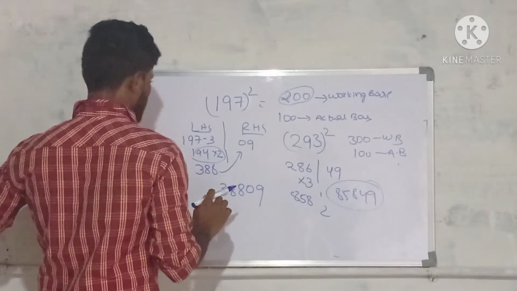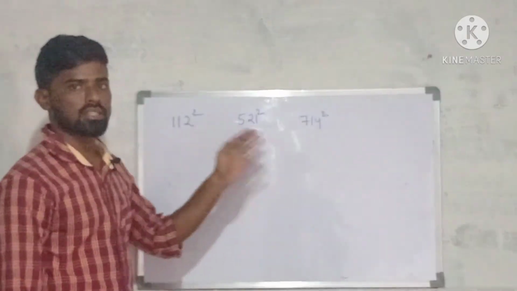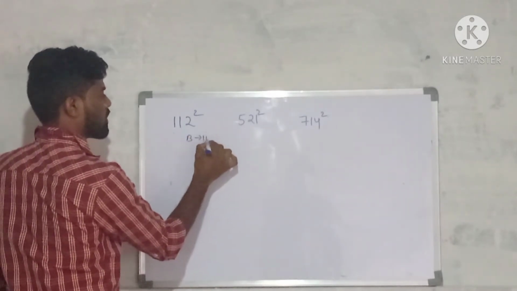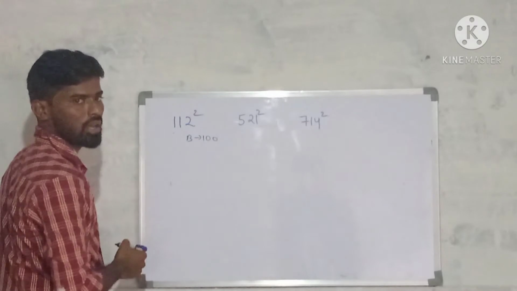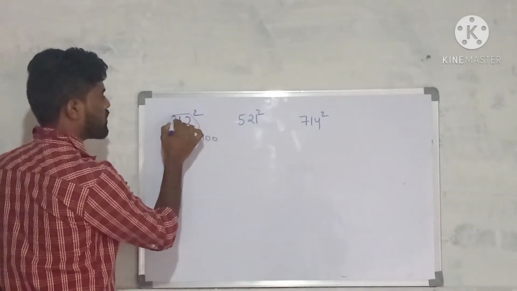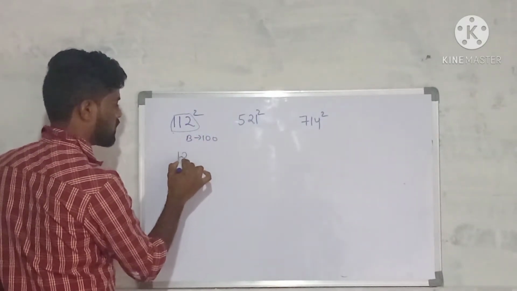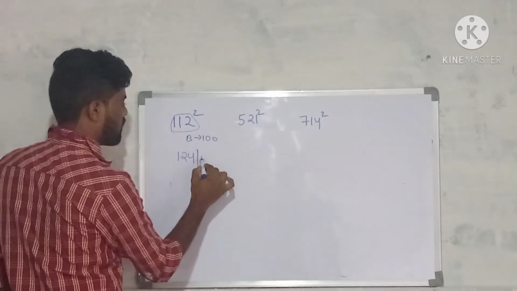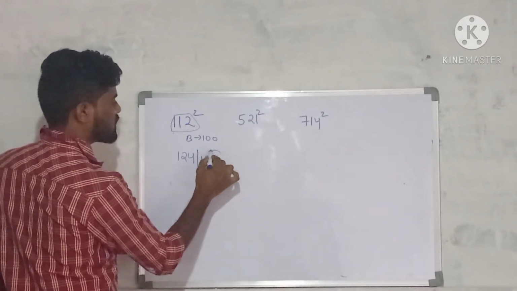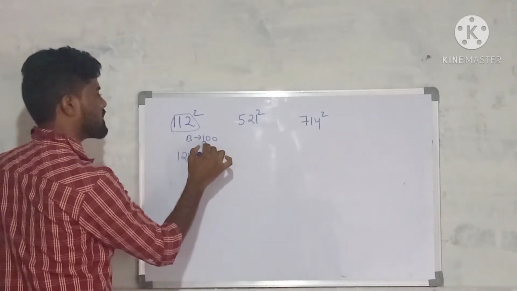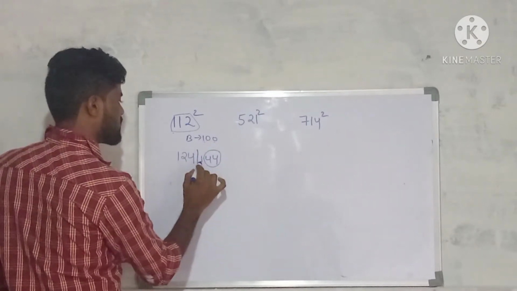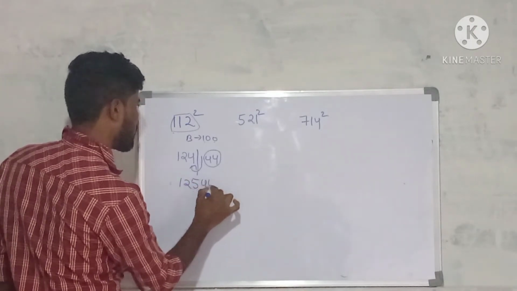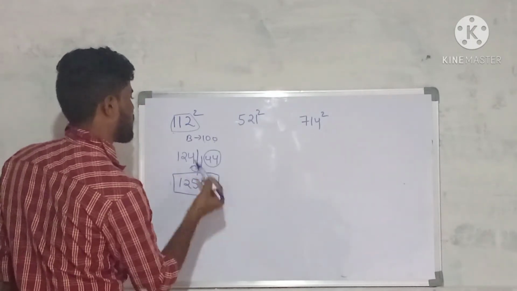Let's see some examples. 112 square, base taken as 100. It is 12 more than 100. That means we have to add 12 to this number. It will become LHS 124. 12 square 144. But RHS should contain only 2 digits since there are 2 zeros in the base. That implies we have to add 1 to this number. It will become 12544. This is 112 square.